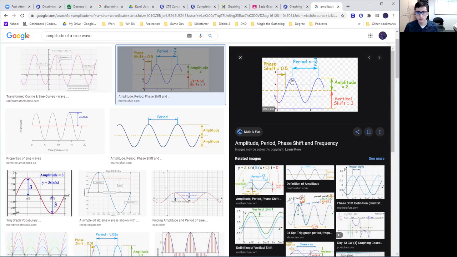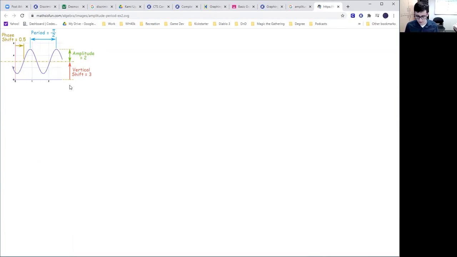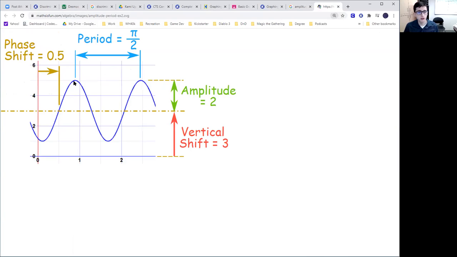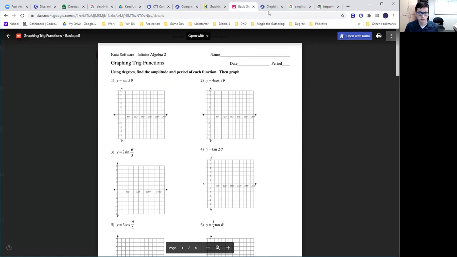The period is the horizontal distance, how long it takes the graph to repeat itself. You can see that this would be the graph starting to go down, and then it goes up, and then at this point it starts to begin the cycle again. So one cycle takes pi over 2. That would be the period here in this example. So amplitude, period.